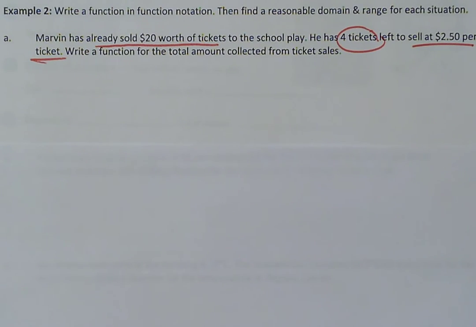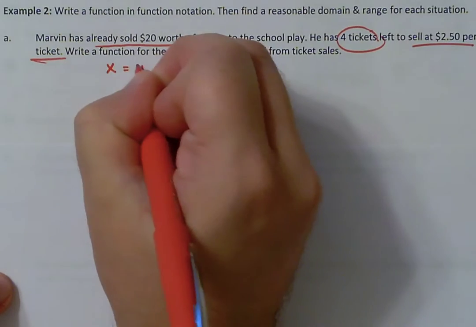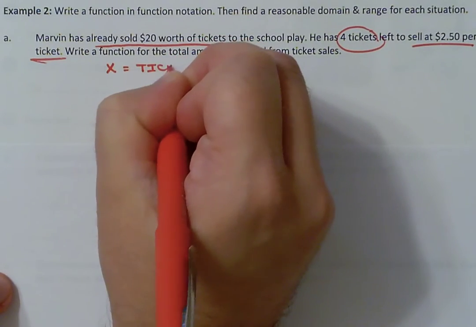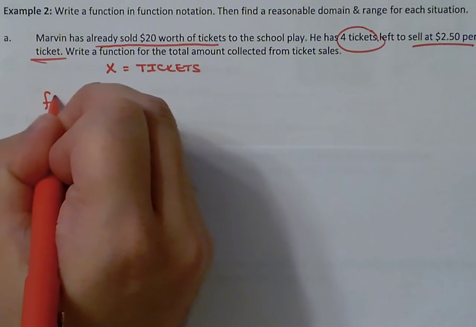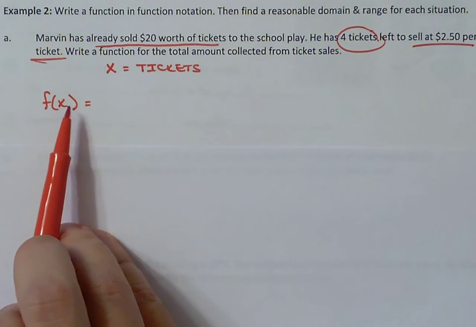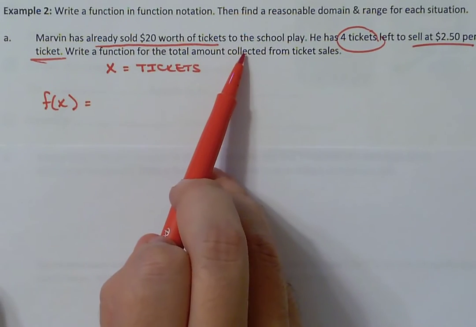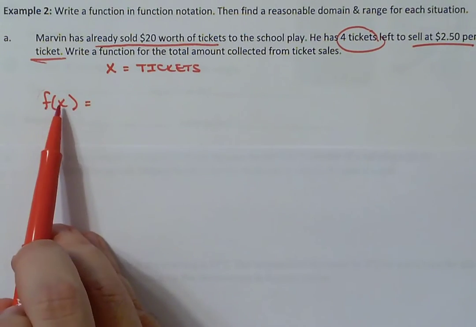If I am writing my function, it doesn't matter what variable you want to use. You can use t for tickets. Because t's sometimes look like plus signs, I'm going to use x for tickets. So I need to write my function in function notation. It's going to be f of x, and my f of x stands for the total amount collected from ticket sales. So that means this stands for total.